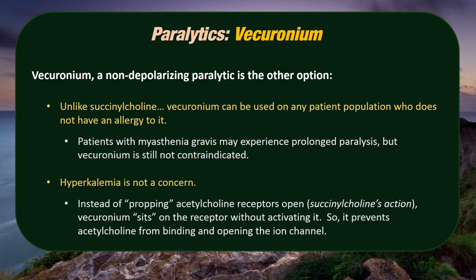Instead of propping the acetylcholine receptor open like succinylcholine does, vecuronium sits in that receptor without activating it, so it prevents the potassium release at that point.